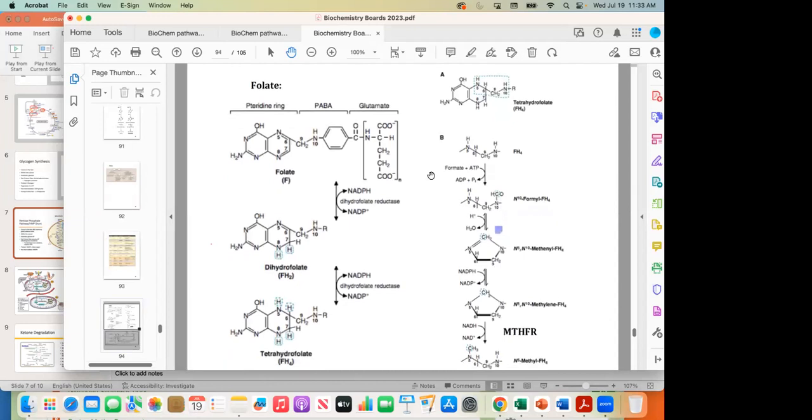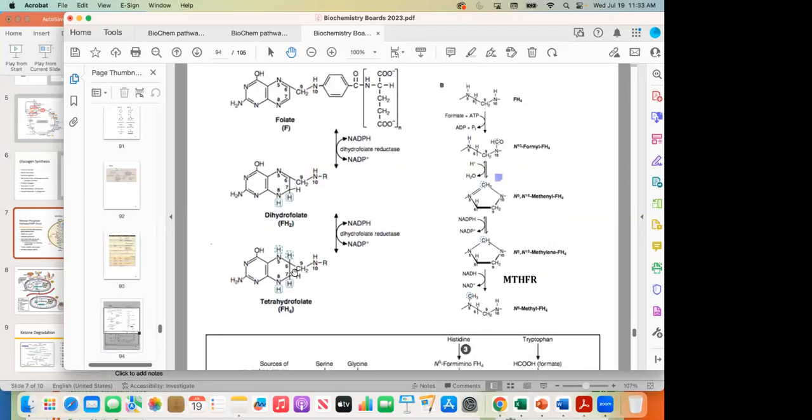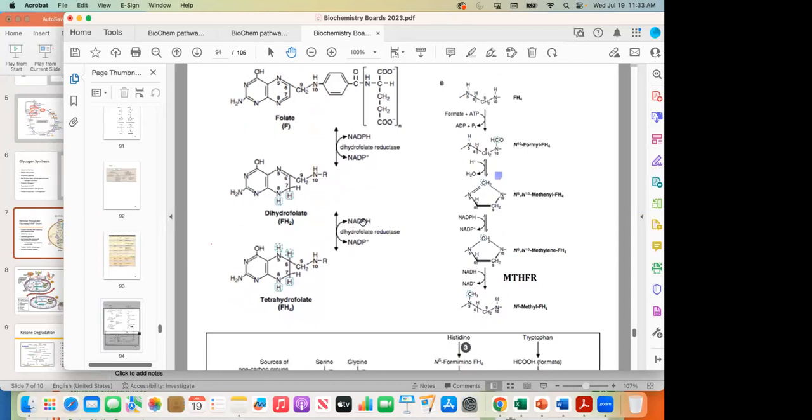Looking at folate a little bit closer, when typically folate comes up on the exam is talking about birth defects or folate deficiency. We can see this folate structure here. It does contain a glutamate in it. It is going to require NADPH to be converted from folate to dihydrofolate, and then it's going to need another NADPH to be converted from dihydrofolate to tetrahydrofolate or FH4. From there, we can see FH4 getting broken down into more and more steps.